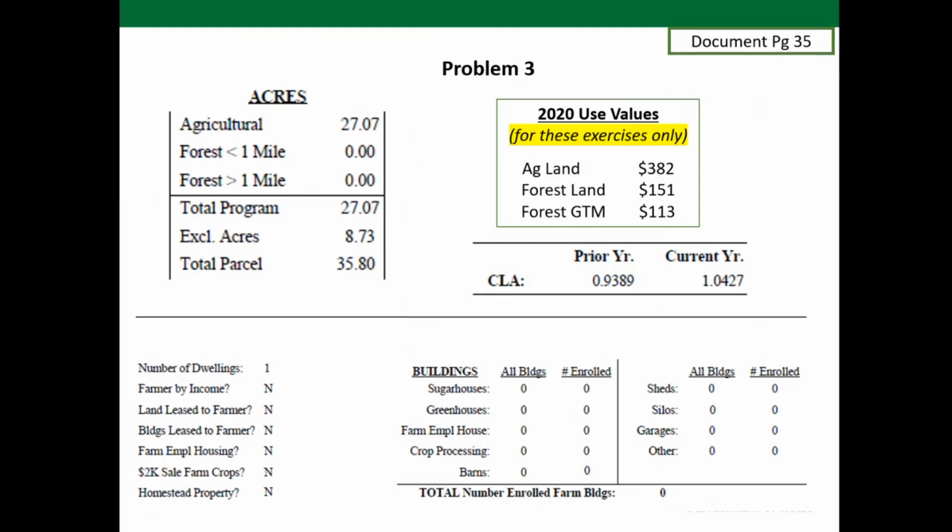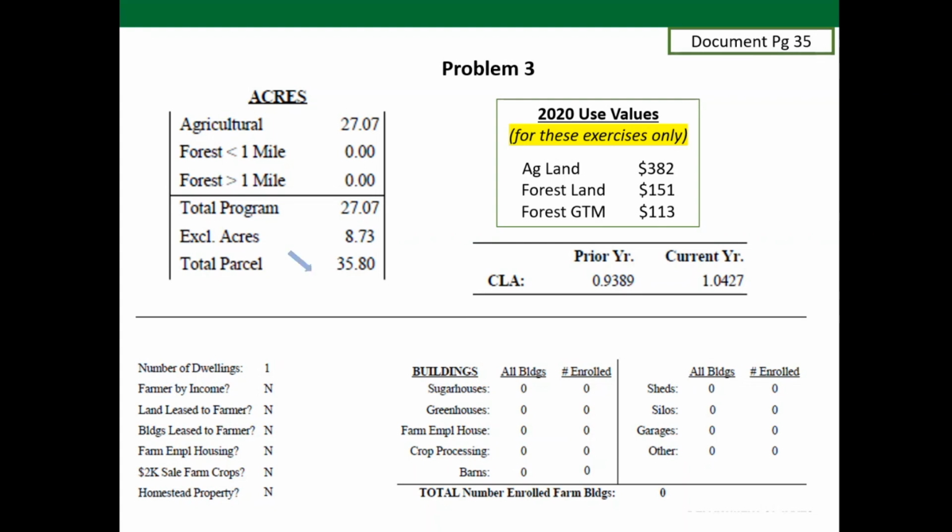All right. So problem number 3, and I apologize. This used to be on document page 35. Running through the same steps that we've done for the last 2 problems, we're going to identify the key pieces of information that we need in order to complete the allocation.